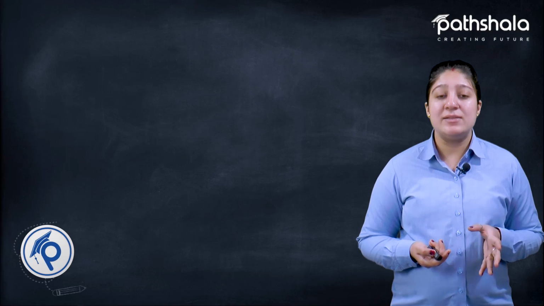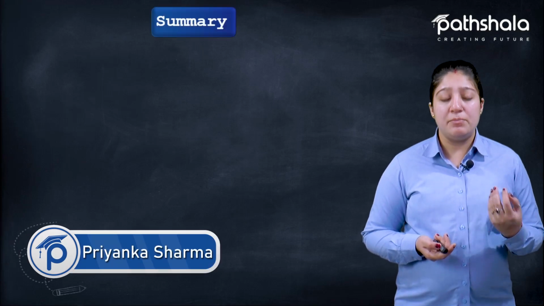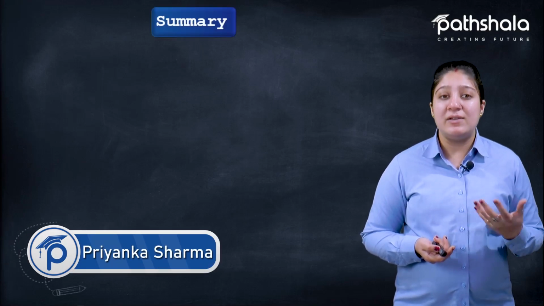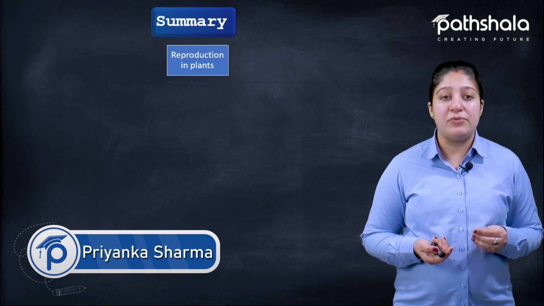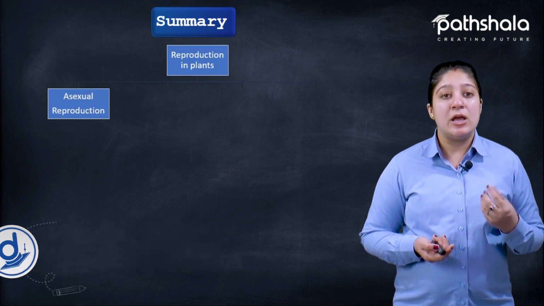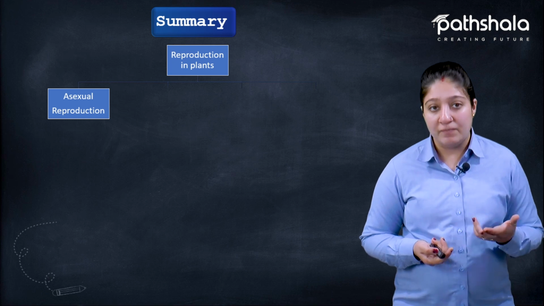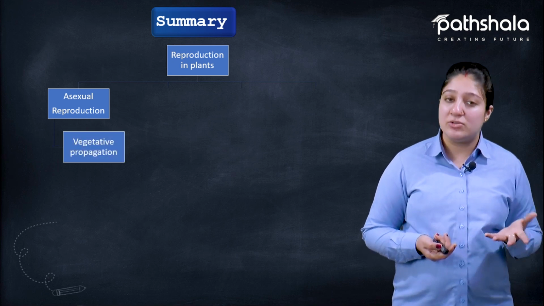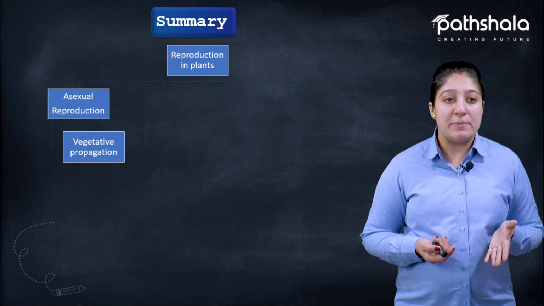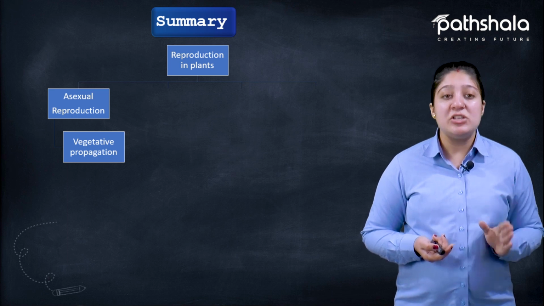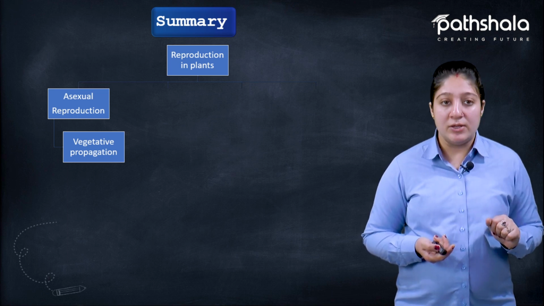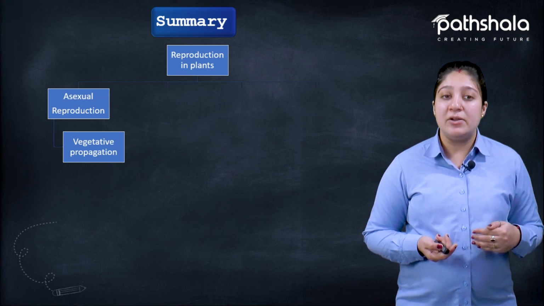Now let's summarize the chapter in detail. In brief, what are the things we have discussed in this chapter? So first of all, the thing that we discussed is about the type of reproduction. That is of two types, asexual and sexual. Asexual reproduction is basically in which only one parent is involved, and this is further divided into different types.